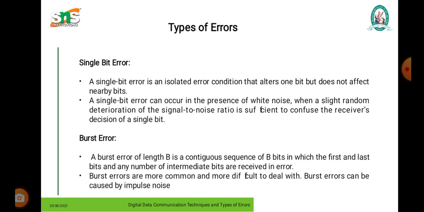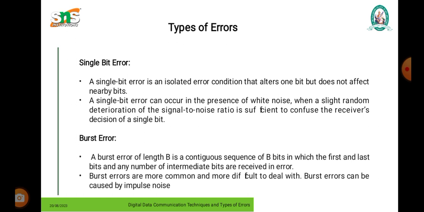The single bit error is an isolated error condition that alters 1 bit but does not affect nearby bits. A single bit error can occur in the presence of white noise, when a slight random deterioration of the signal to noise ratio is sufficient to confuse the receiver's decision on a single bit.